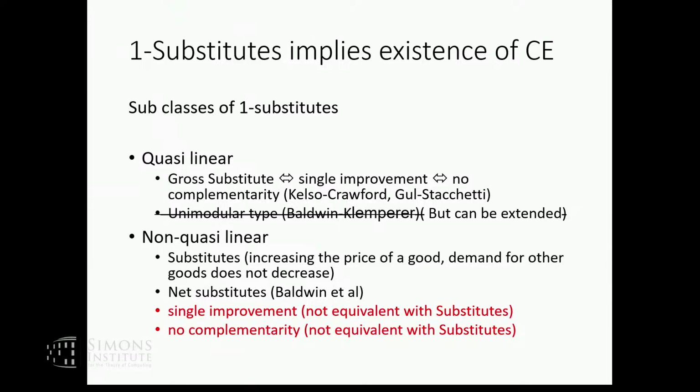For non-quasi-linear, delta substitutes is strictly more general than substitutes. It is also more general than net substitutes. Now you can bring this property of single improvement and no complementarities to the non-quasi-linear case as well. And in the non-quasi-linear case, these concepts are not equivalent like in the quasi-linear case.